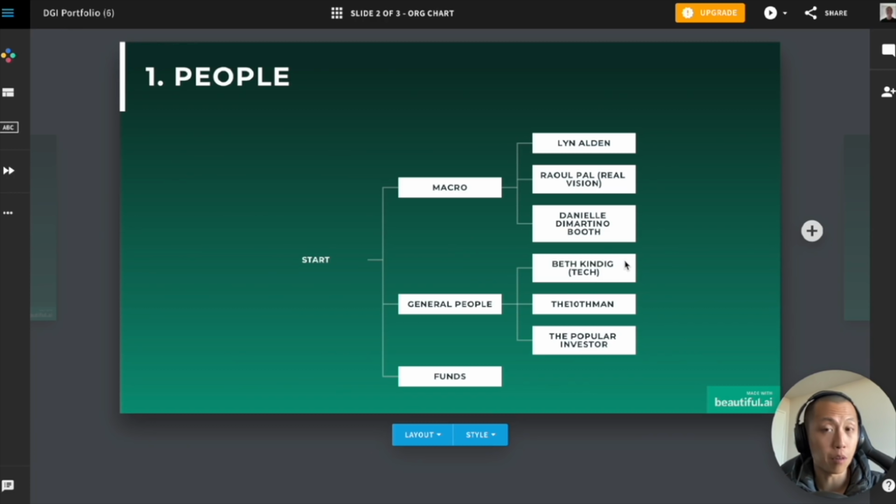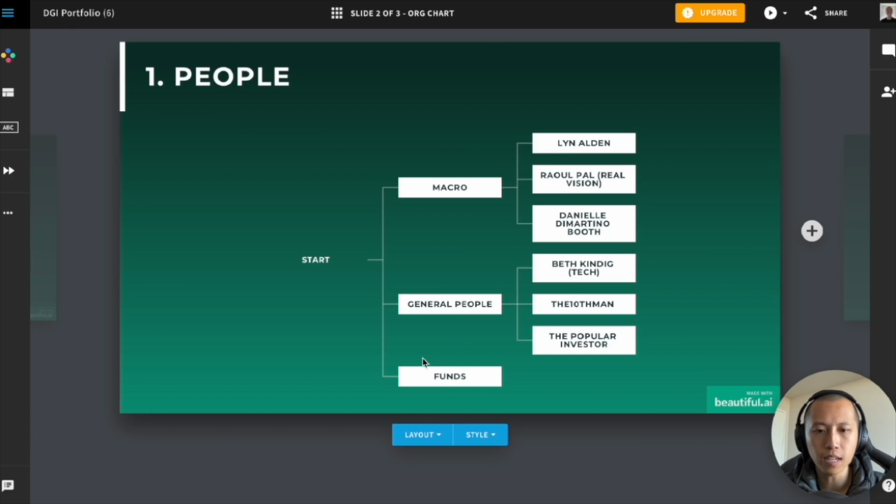Beth is who I follow on Twitter to understand technology companies. 10th Man is very detailed analysis on different companies in the US and Canada, helps me cut down my learning curve substantially. And The Popular Investor is a YouTube channel that I follow because I think his style of investing is what I aspire to have in the future. It's a very good balance between technical analysis, fundamental analysis, and also taking into account macro conditions. This list is not comprehensive, but it is some of the top people that I follow on a day-to-day basis.